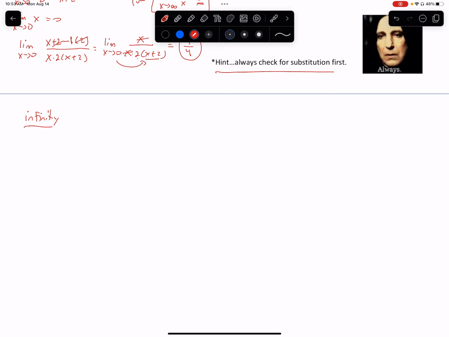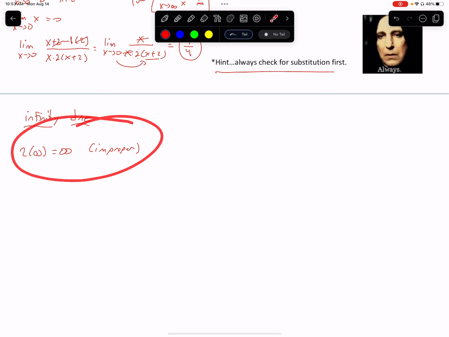Infinity is a weird concept for us. It doesn't exist. Infinity does not exist. Try counting to it. I tried once. It took forever. So how do we work with infinity? Well, if I say, what is 2 times infinity? Well, we know it's going to be infinity, but this is what we call improper. We don't like to say infinity times infinity because it's improper to write that.